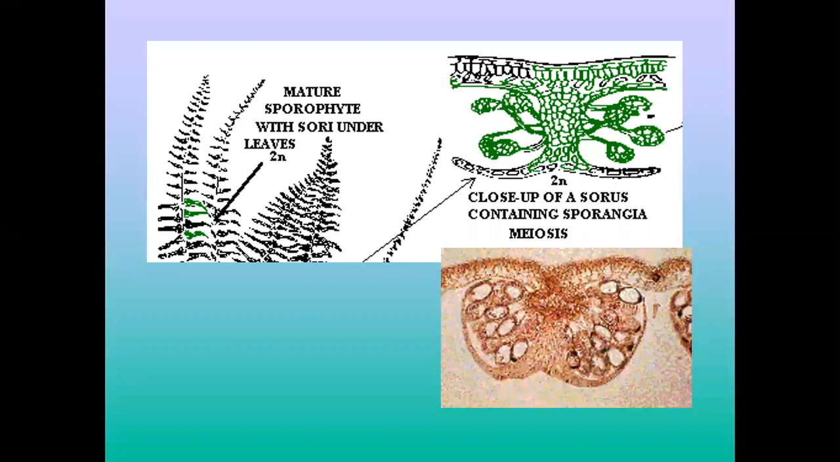This is another one. If you look at the fern sideways, you'll see underneath it, this would be a dot, and the sporangia would be inside of that. And this is an actual one. This is the fern leaf, the actual leaf, and underneath the leaf is the sorus. Inside the sorus are these sporangia that will fling the spores out so the spores can grow into gametophytes.